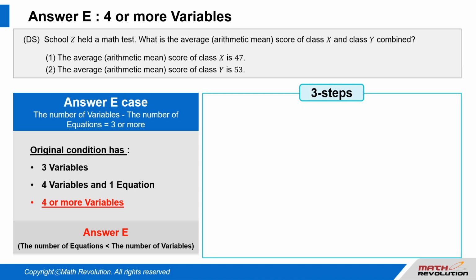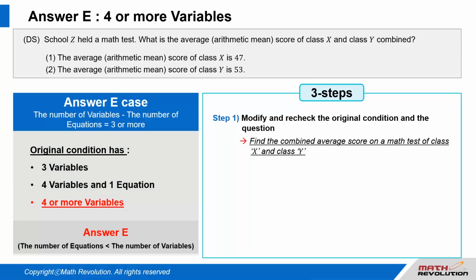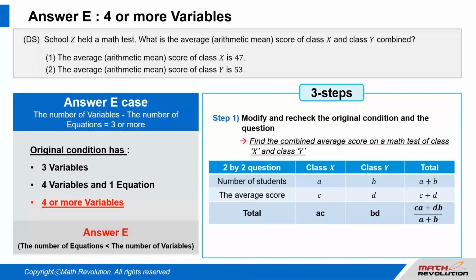Let's apply the 3 steps suggested previously. Follow the first step of the variable approach by modifying and rechecking the original condition and the question. We have to find the average or arithmetic mean score on a math test of Class X and Class Y combined. This question is currently the most frequently appearing question type on the GMAT math section. We call this a complementary 2x2 question.